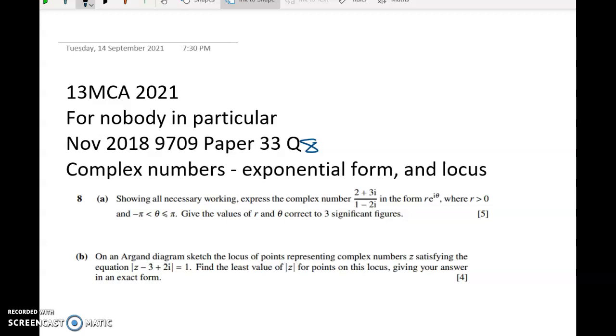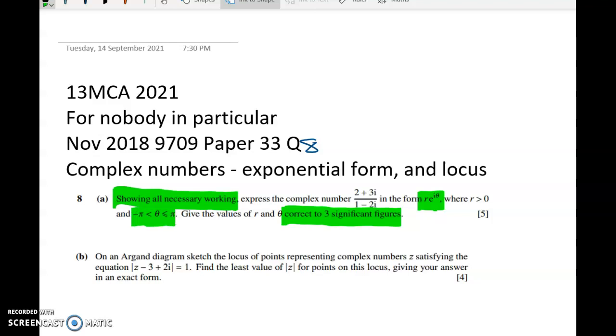So in the first one, it's really clear that we have to show all necessary working, right? And it talks about that in the examiner's report, that you must show how you got to your answers. You're also told that you need to give the values of r and theta in your exponential form correct to 3 significant figures. So just make sure that you follow those instructions. And theta is in radians, not degrees.